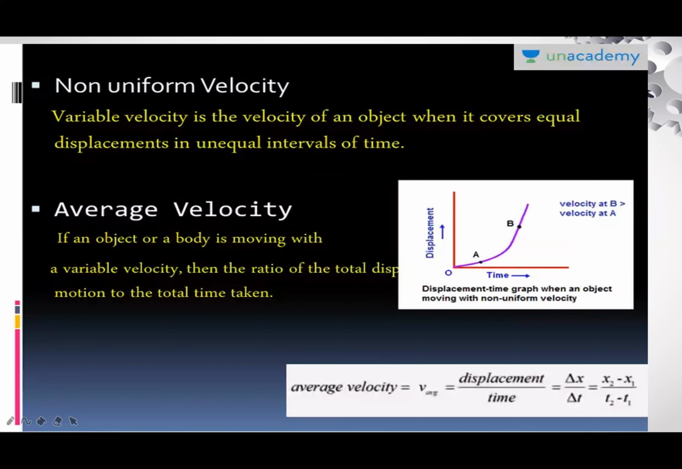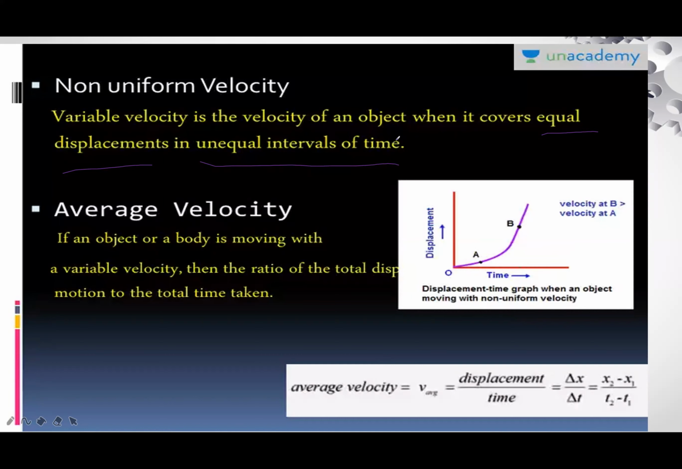Unequal displacement covered in equal intervals of time, or equal displacement in unequal intervals of time. One must be unequal. If a body covers equal displacement in equal intervals of time, it is called uniform. If it covers unequal displacement in equal intervals of time, it is called non-uniform velocity.